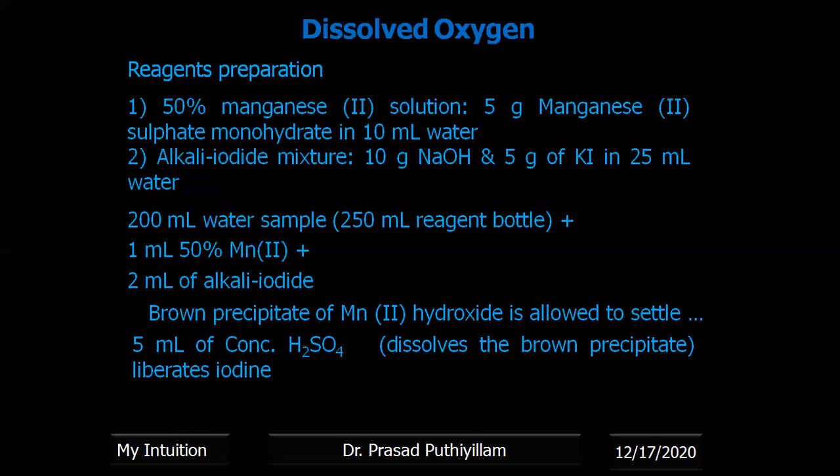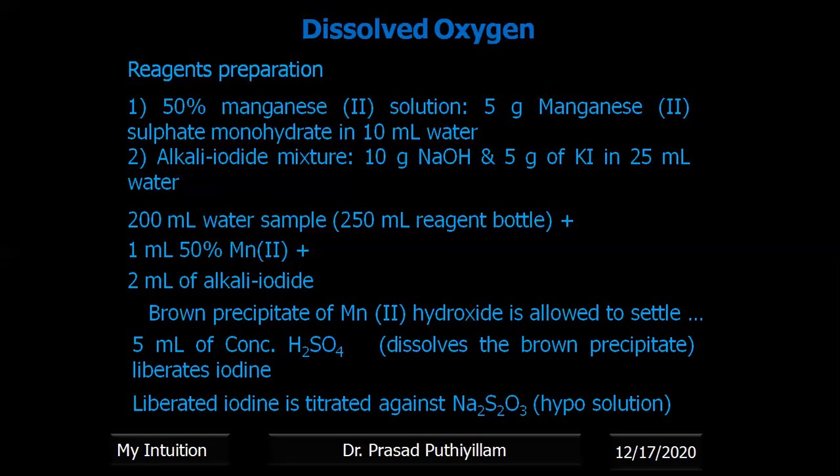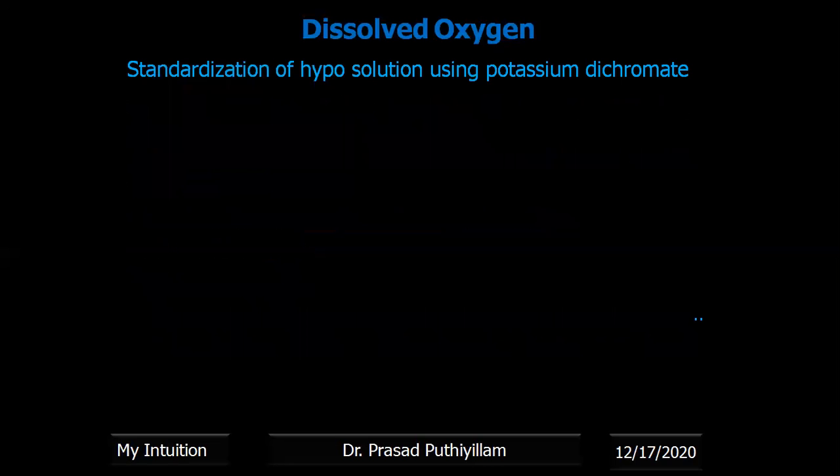5 ml of concentrated sulfuric acid is added, which dissolves the brown precipitate. That means it liberates iodine. The liberated iodine is titrated against sodium thiosulfate or hypo solution using starch as indicator. Usually the indicator is not added in the beginning stage of the titration, it is added near the end point. When the color becomes pale yellow, starch is added and the titration is continued. We get the color change from blue to colorless.